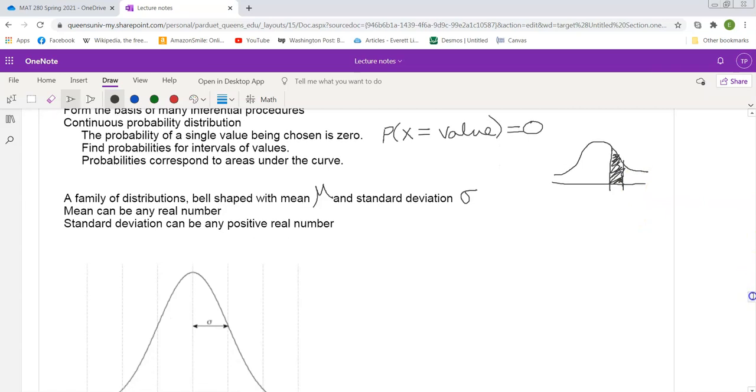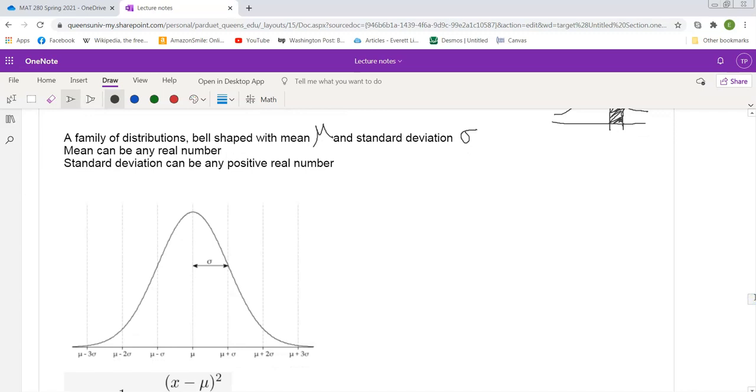So now on to normal distributions. Normal distributions are, and you can tell I'm referring to them in the plural, that's because they're considered to be a family of distributions, where every combination of the mean and the standard deviation is a different normal distribution. So the normal distribution is bell-shaped. All of them have a mean of mu. Mu can be any real number, negative, positive, or zero. And the standard deviation can be any real number as long as it's strictly greater than zero.